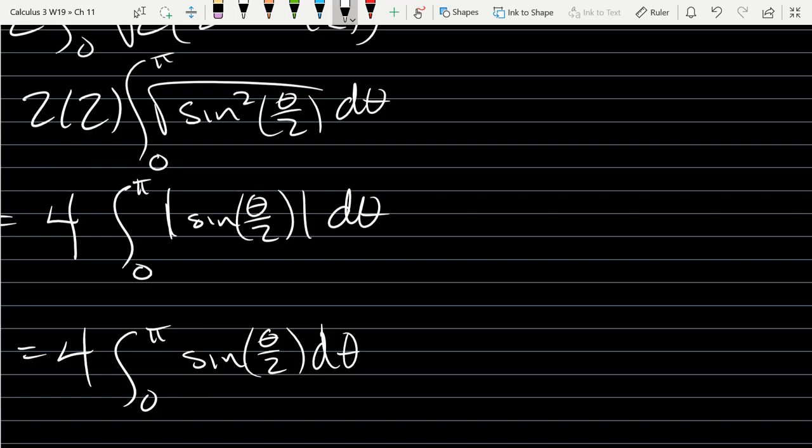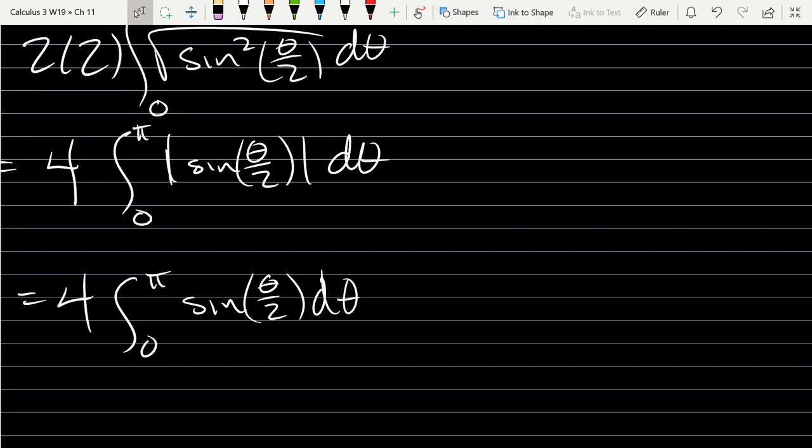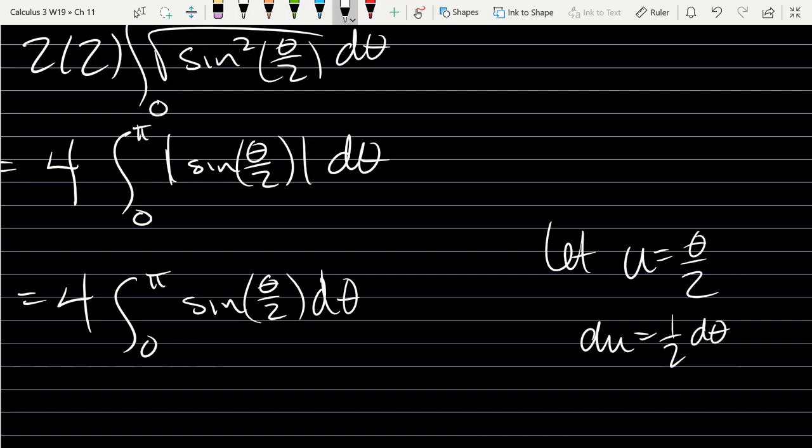So last step, I'm not going to show. What do we have to do to find the antiderivative? I could guess and check. My guess would be cosine of theta over 2 as a good place to start. If I couldn't get the guess, what technique would I use? U sub. So u is theta over 2, du is 1 half d theta, and then you would u-sub this in, find the antiderivative, unsubstitute, and plug in the endpoints.